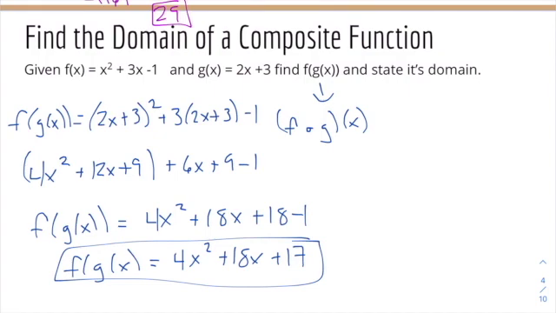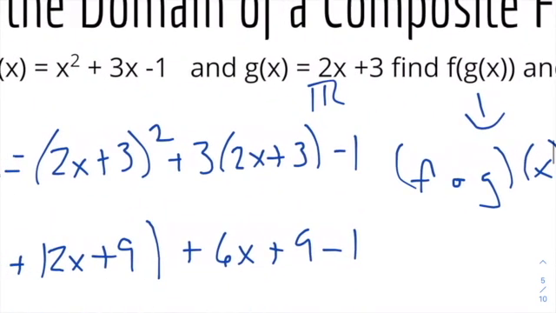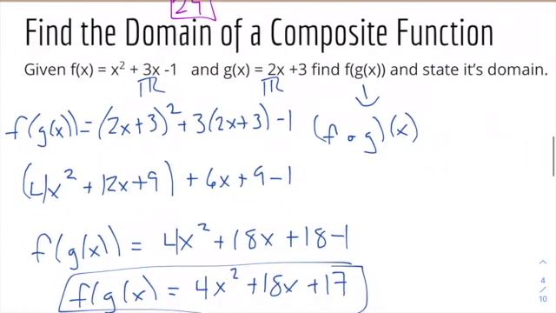Now I can say that my domain here, well, this is where these are really easy because these are both polynomials. So my domain of both of these is all real numbers. You've got to love working with polynomials because when both have all real numbers as a domain, your new domain is just all real numbers yet again. Nice and simple. I like it that way.